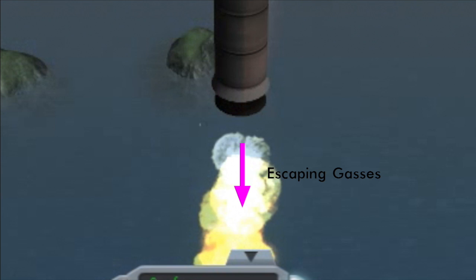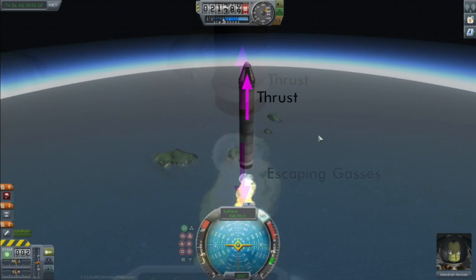The engine is exerting a great deal of force on these gases, and according to Newton's third law, every force is accompanied by an equal and opposite force. And it is this reaction force on the rocket that propels it forward. We call this force thrust.